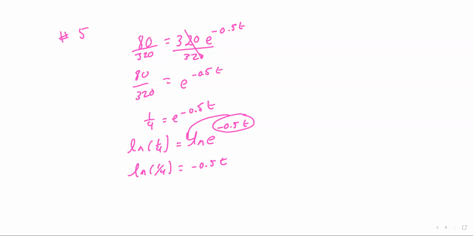Negative. So then what do I do next? Very good. So I get the natural log of 1/4 over negative 0.5 equals t. So again, on the test, I would ask you just to stop there. On your homework, you might have to go further.